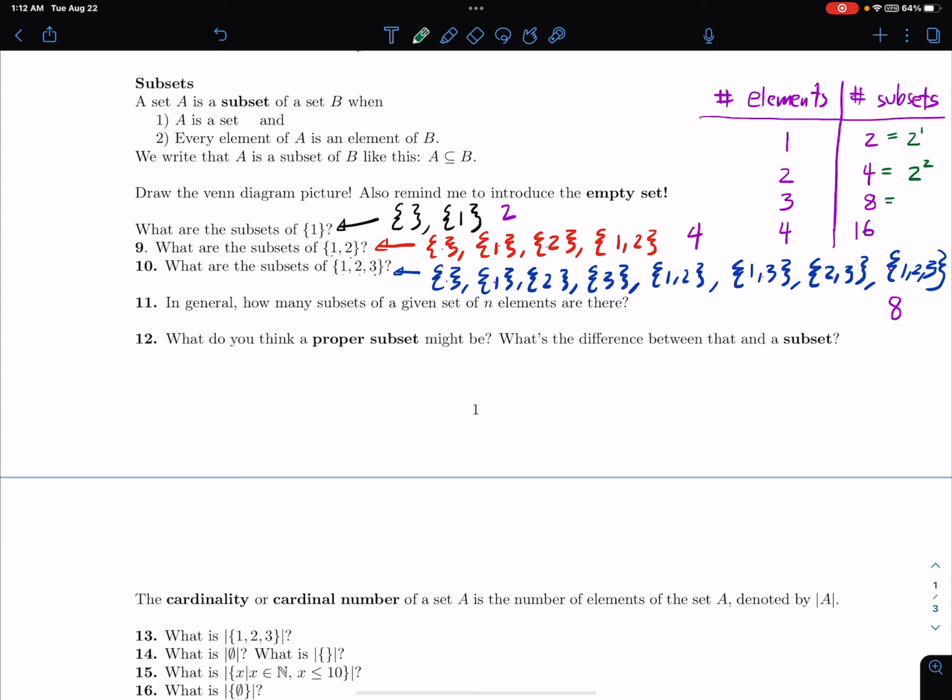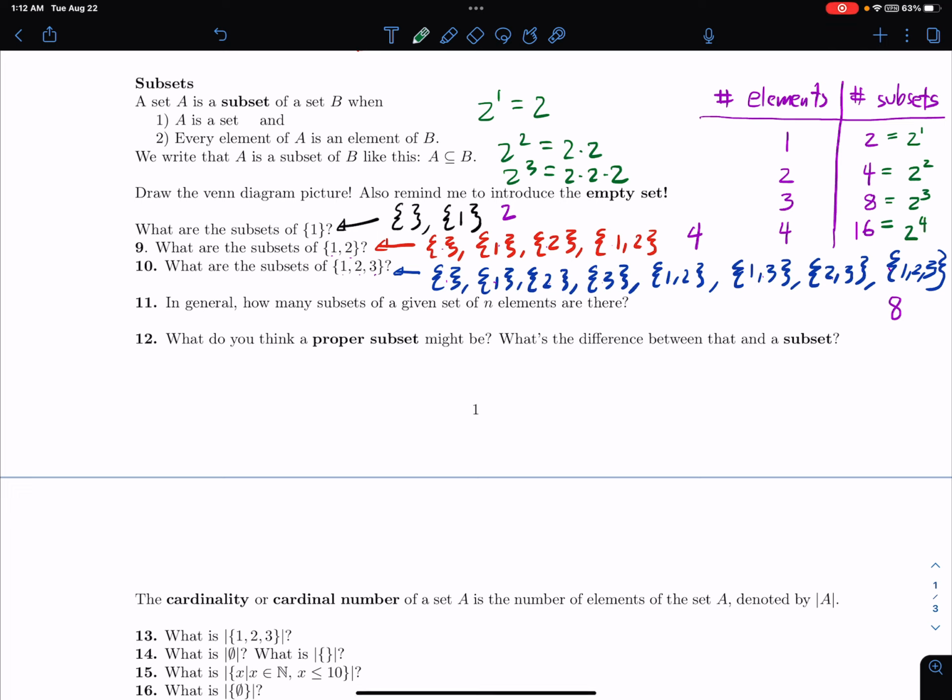What's 8? 8 is 2 to the third power. By the way, what's power? In case you're not familiar, power just means multiply that many times. So 2 to the 1 is 2. 2 to the 2 is 2 times 2. 2 to the third is 2 times 2 times 2. That's what the notation means. Okay, what about 16? 16 is 2 to the fourth. It's 2 times 2 times 2 times 2.